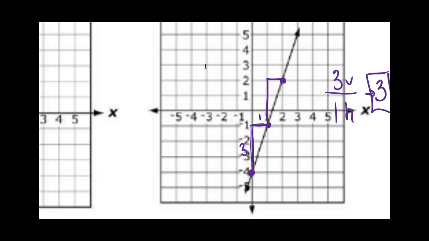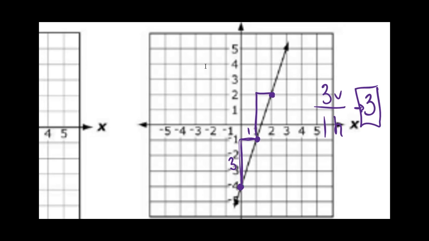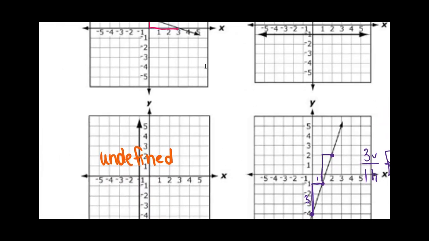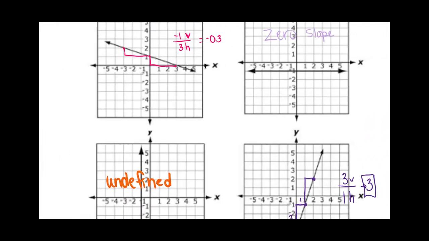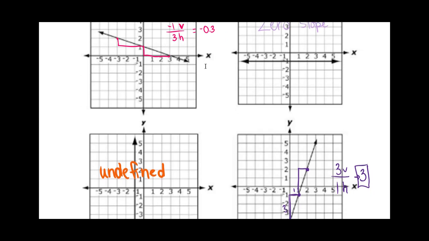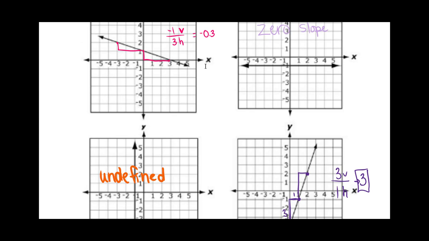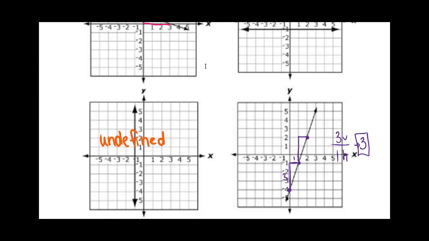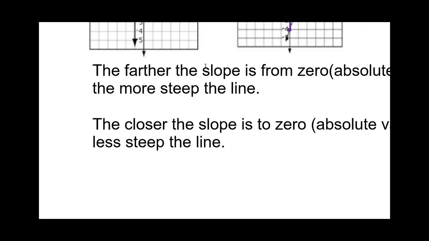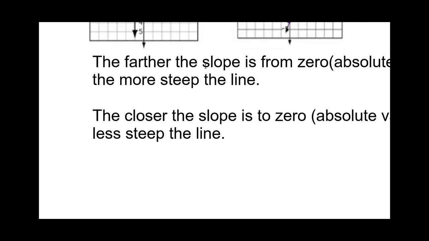This is farther away from 0, the 3. So 3, if I compared it to -1/3, 3 is a more steep slope. 3 has more absolute value than 1/3. So 3 is more steep when I graph that line. Okay, so there you go. Farther the slope is from 0 in its absolute value, the line is going to be more steep. And if the line, the slope, has a smaller absolute value, then that line is going to be less steep.